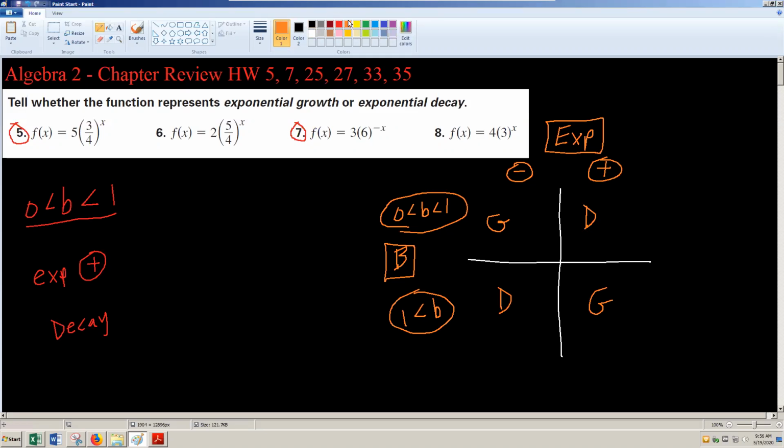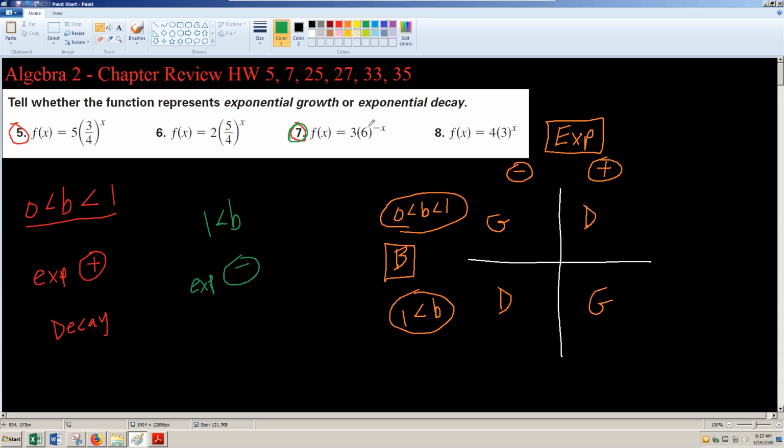For number 7, do 7 in green. Here we have a b value, which is greater than 1. So the a value doesn't matter at all. So this like 3 out in front, I mean, these things are supposed to be positive for growth or decay, so just keep in mind that it'll look positive, but the b value is the one right here being raised to an exponent. It's being raised to a negative exponent. So now this one is decay as well.